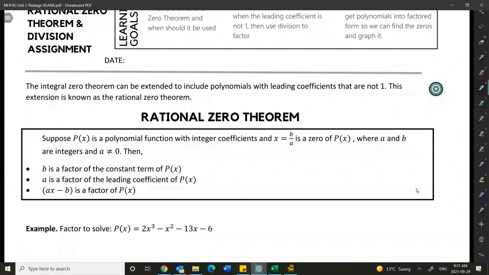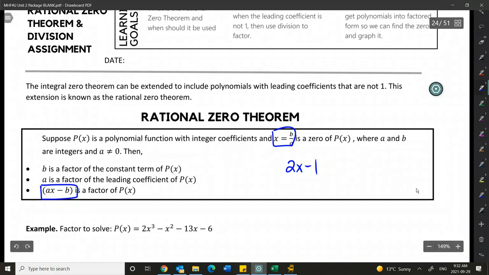And all polynomials that do not have leading coefficient of 1 will have some factor, at least one, maybe more, in the form ax minus b. So do you guys remember how sometimes we have factors like this? That's what I'm talking about. So anytime we have a polynomial with leading coefficient that's not 1, basically this is just saying that at least one factor needs to be a fraction.